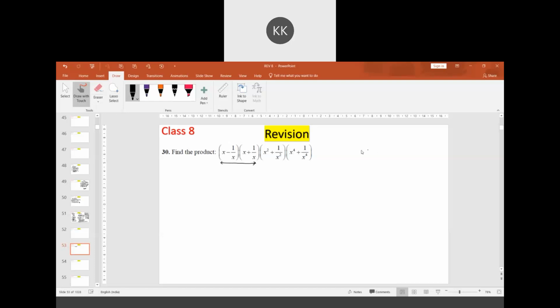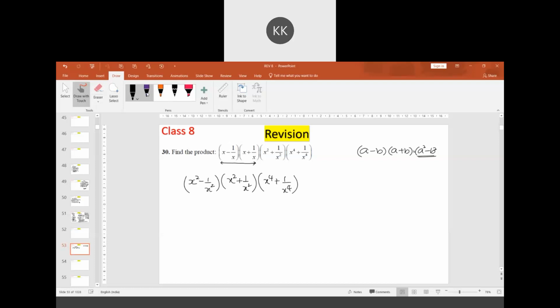the identity. We all know that (a + b)(a - b) is a² minus b². So we can use this identity and it becomes x² minus 1/x². This is multiplied with x² plus 1/x², further multiplied by x⁴ plus 1/x⁴.